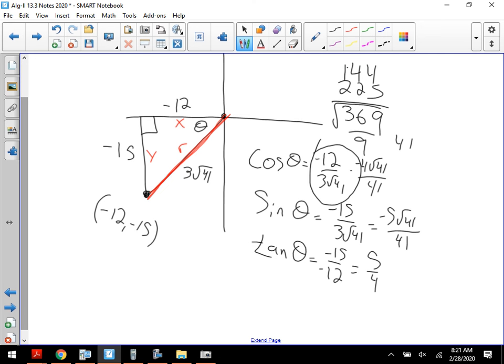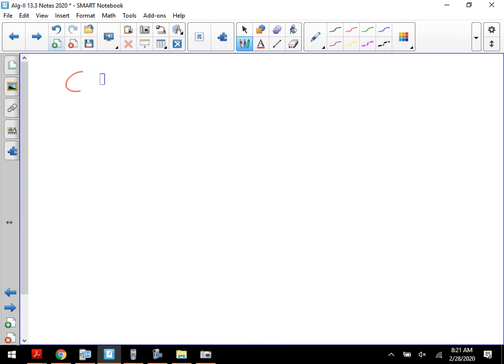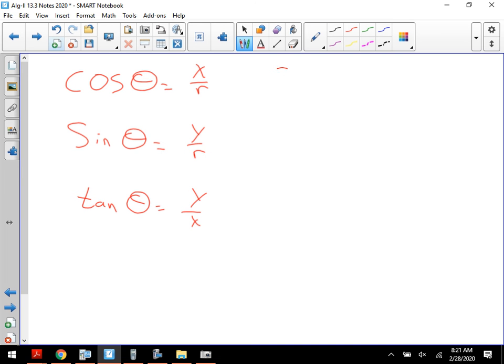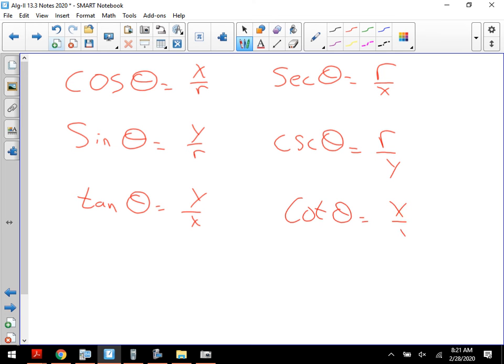What's tangent? Y over X. And then the reciprocals are just everything flipped. Okay. So what happens here is that we get this whole pattern. Cosine of theta is X over R. Sine of theta will be Y over R. Tangent of theta will be Y over X. Secant is R over X. Cosecant is R over Y, and cotangent is X over Y.